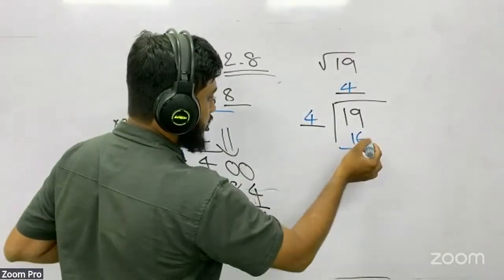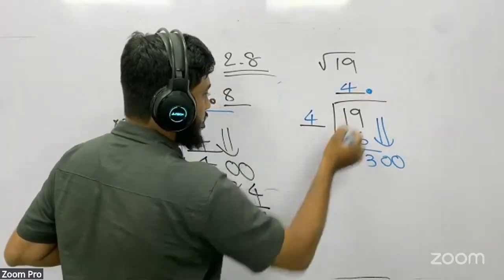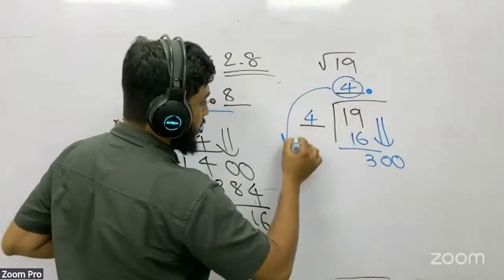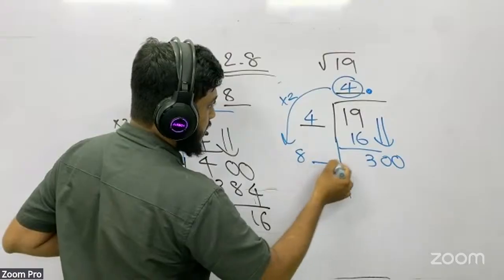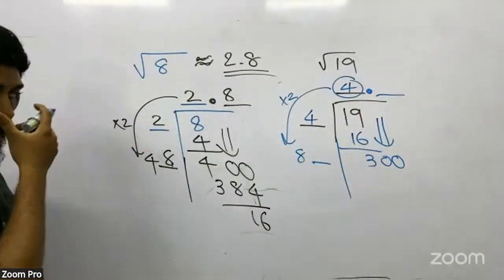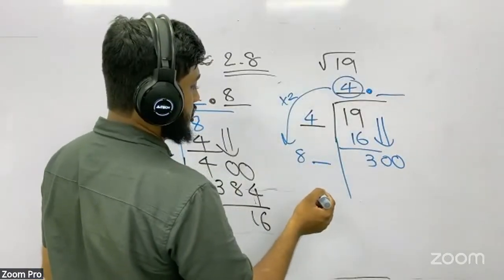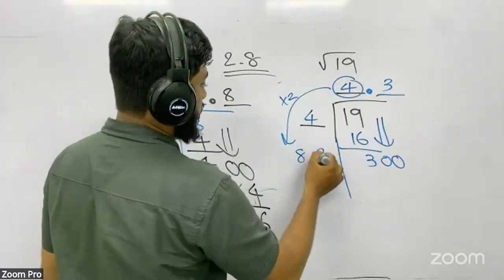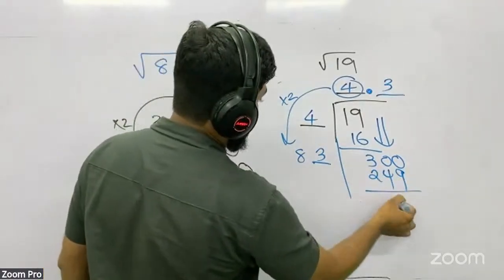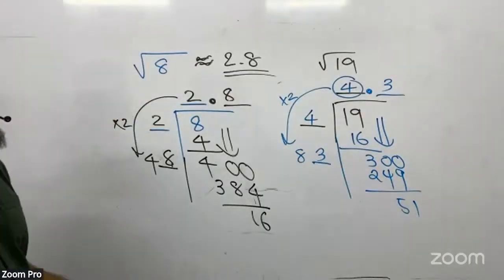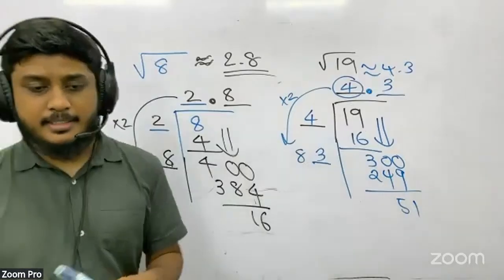If you want to continue this, bring double zeros down here. Then put a decimal point. Then whatever 4 here, multiply by how much? Multiply by 2. Then we get 8. I have to put a blank here and here. I should fill the same number here. So what is the number I can fill? 3, right? 3 into 3, 9. 3 into 8 becomes 24. 249, 51 remained. So the answer will be how much? 4.3.